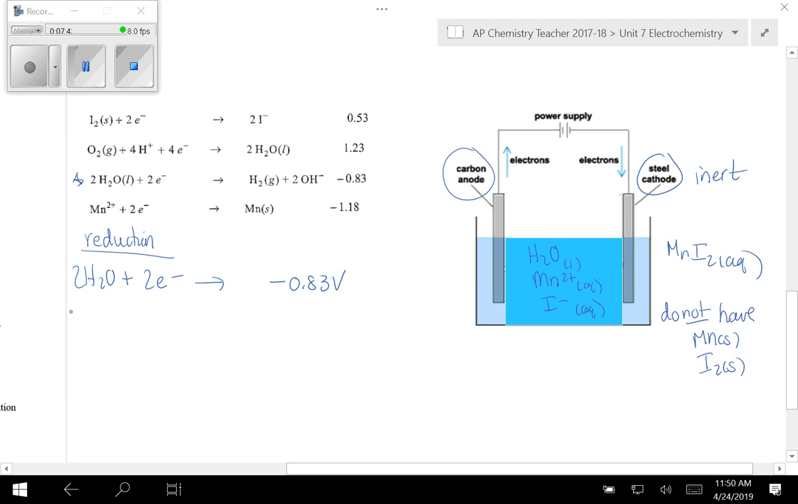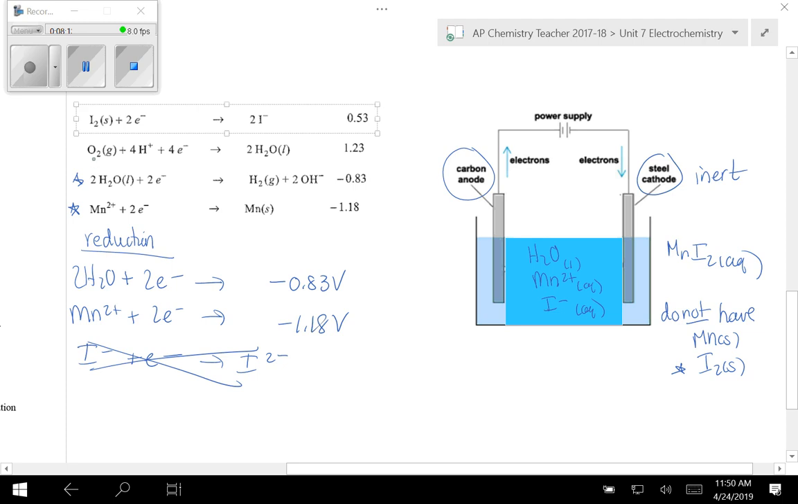I also could reduce my manganese ion. That's this one right here. That would be negative 1.18. Or I could maybe reduce iodine. Well, in order to reduce iodine, it'd have to become more negative, and that doesn't look like a possibility. There's no reductions of iodine ions. We've got reduction of solid iodine, but remember, there's no solid iodine in our cell. So this reaction can't happen. So really just looking at these two possible reactions.